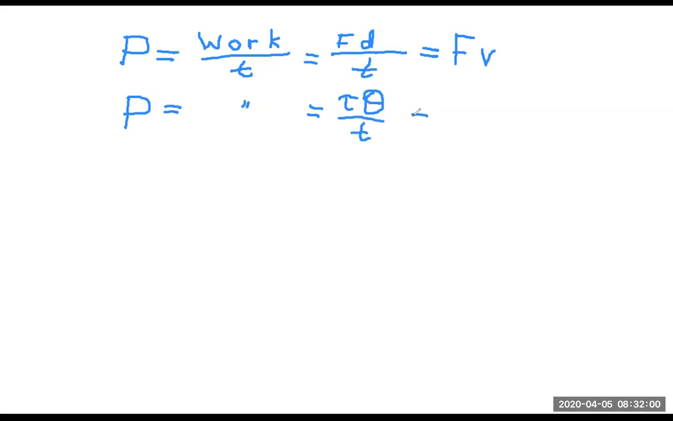And now let's look at the theta divided by t. The angle divided by time, how much angle are you covering in a unit of time? That's a velocity. It's an angular velocity. And so we're going to have the torque. The symbol for angular velocity looks like a W, but it's a Greek letter, omega, lowercase omega. So tau times omega, torque times angular velocity, gives us the power. And that's the main formula we want to use.